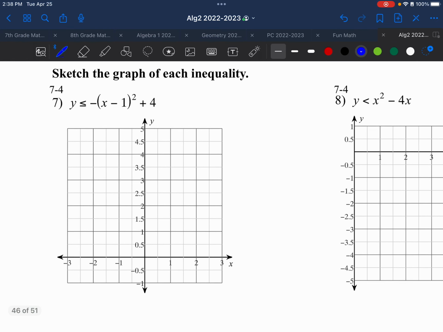Lesson 7-4 gives us problem number 7. This is kind of the same thing. This is in vertex form. The only addition is you have to shade a piece of it. Remember that this doesn't mean inside or outside. It means up or down, above or below. So again, I'm going to go ahead and annotate this thing. Minus 1 means right 1, and plus 4 means up 4. So right 1, up 4 gives us this vertex right here.